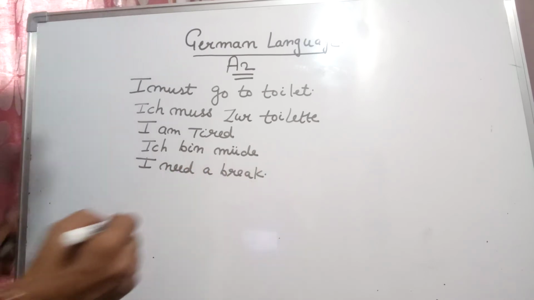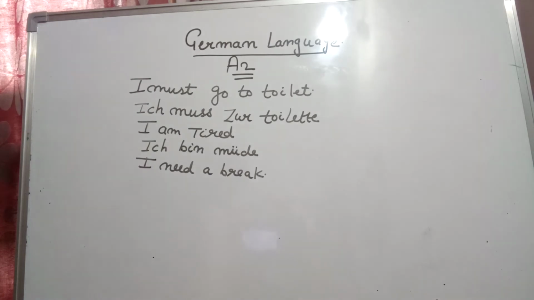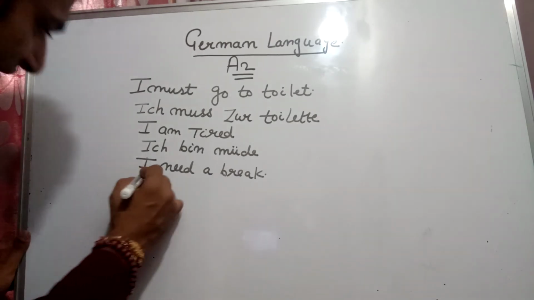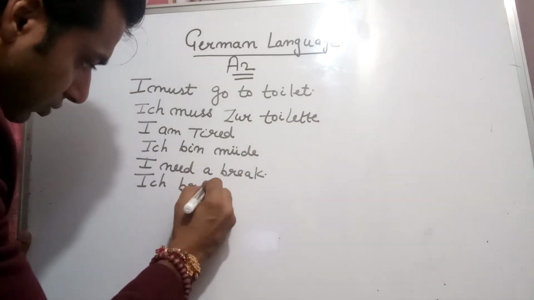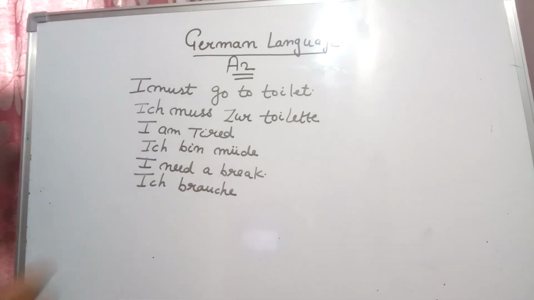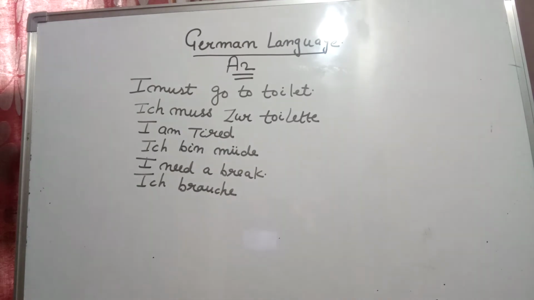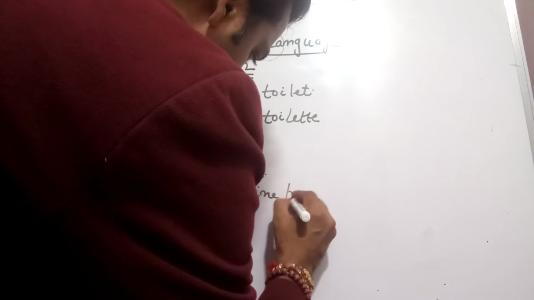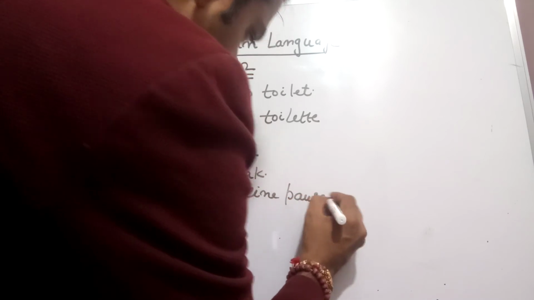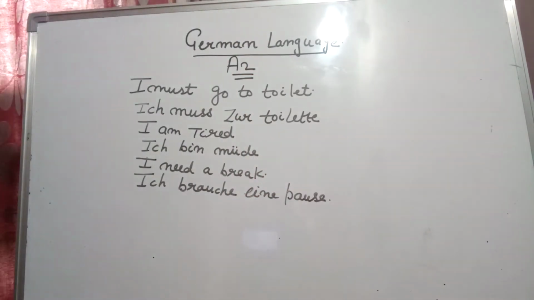If you're saying I am tired, is it clear to you? Like, I am tired. So you can say like this, ich bin müde. Ich bin müde. Speak up. Ich bin müde. I am tired. Ich bin müde.